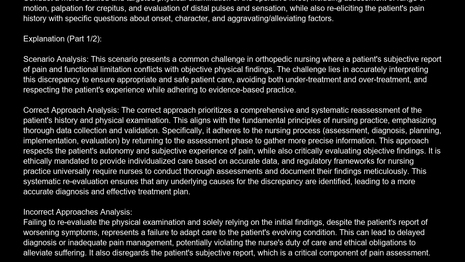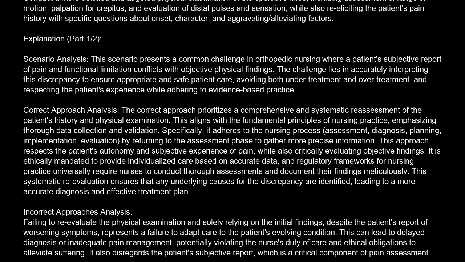The correct answer is A. Conduct a more detailed and targeted physical examination of the operative knee, including assessment of range of motion, palpation for crepitus, and evaluation of distal pulses and sensation, while also re-eliciting the patient's pain history with specific questions about onset, character, and aggravating/alleviating factors. Explanation.